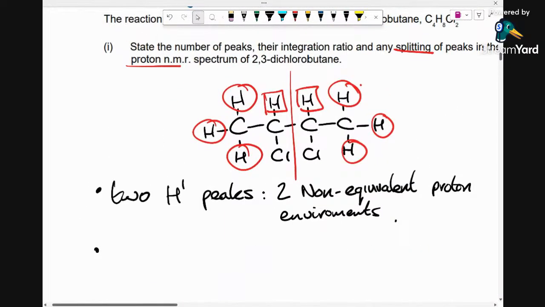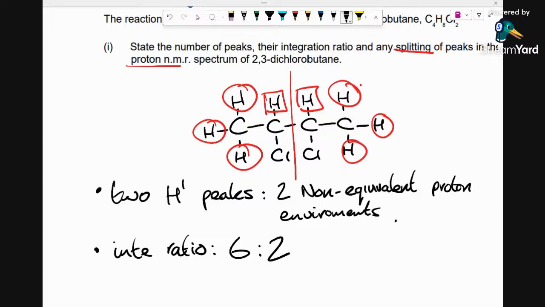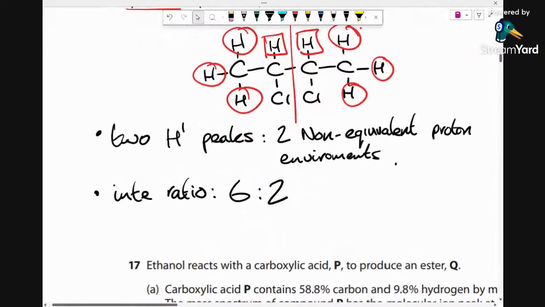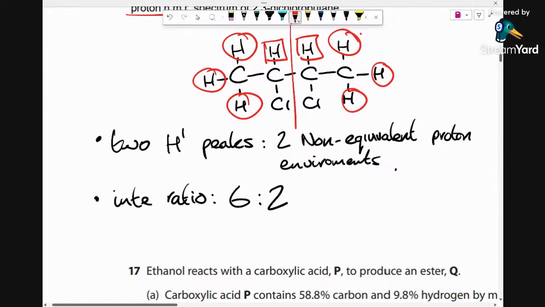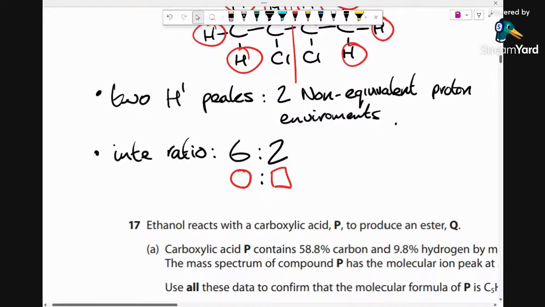The next one is, it then says the integration ratio. So I'm going to say that the integration ratio is going to be 6:2. But I'm then going to tell them who it is. So I'm going to say 6 circle ratio to the square ratio. I'm actually going to draw it like this so they can see it. Yeah, 2 to 6. Love it because they add together.